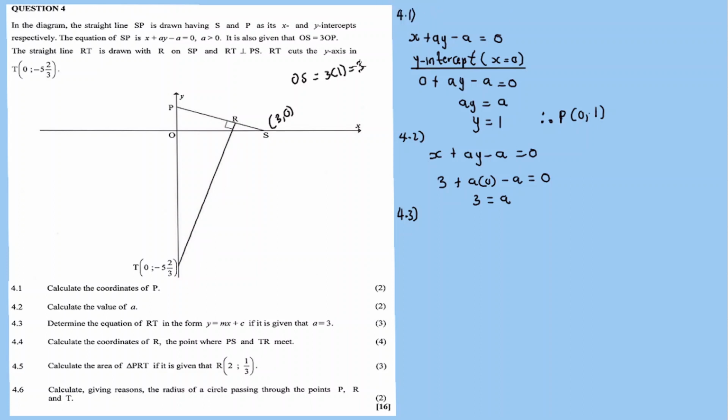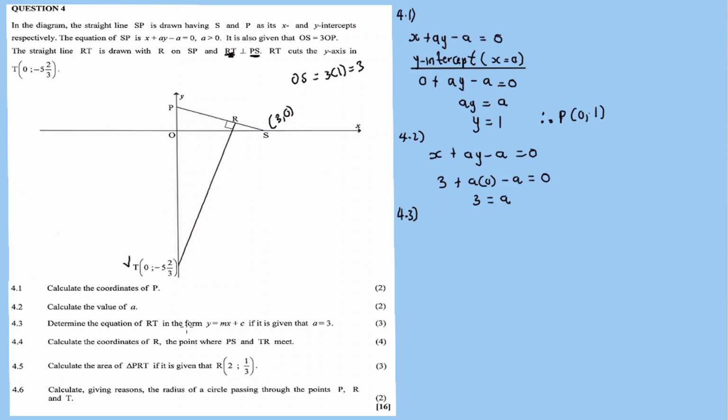Now, we are given the statement that RT is perpendicular to PS, and we want its equation. In order to calculate the equation of RT, I need 1 point and the gradient of that line. Guess what? I have 1 point. Check. I need the gradient of RT. I can calculate the gradient of RT by using the gradient of PS, because the lines are perpendicular.